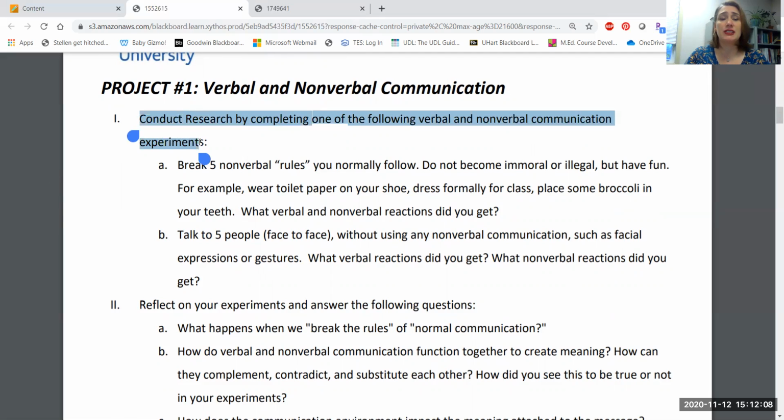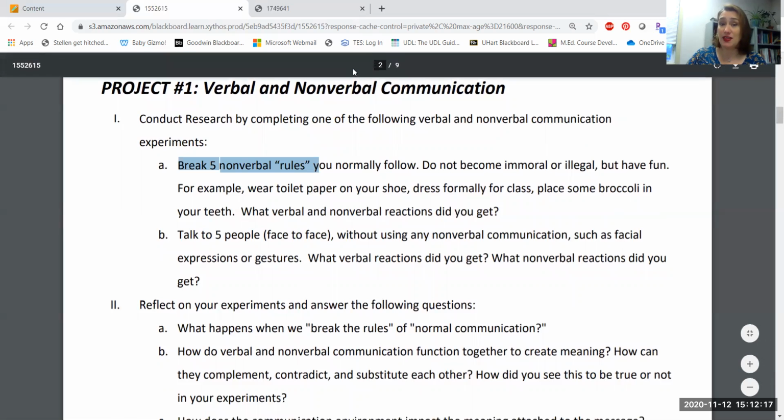Here's what you're going to do. First of all, you're going to conduct research by completing some experiments. The first experiment asks you to break nonverbal rules. You'd pick 5 of them, and then you'd go out in public and you'd do them. So it could be something like putting toilet paper on the bottom of your shoe, having food in your teeth, speaking way too loudly in a public place, any matter of nonverbal rules that you would normally follow.